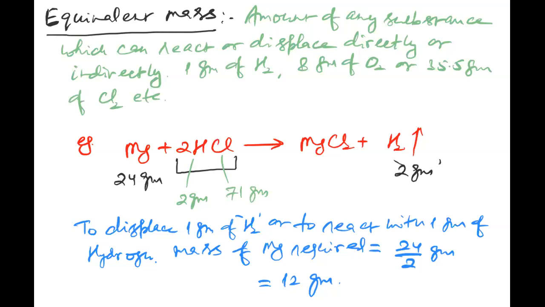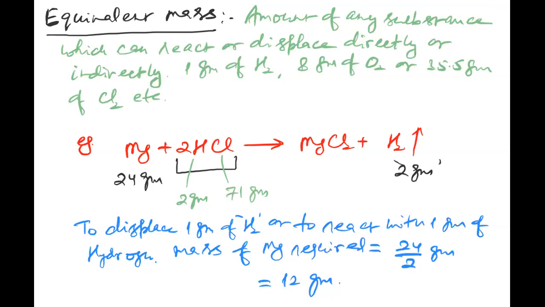So the meaning of equivalent mass: the amount of any substance which can react or displace, directly or indirectly, 1 gram of hydrogen, 8 gram of oxygen, or 35.5 gram of chlorine. For example, magnesium when reacting with, let's say, HCl, produces MgCl2 and hydrogen gas. To displace 1 gram of H2 or to react with 1 gram of hydrogen, the mass of magnesium required should be nothing but 24 by 2 gram, which comes out to be 12 gram.